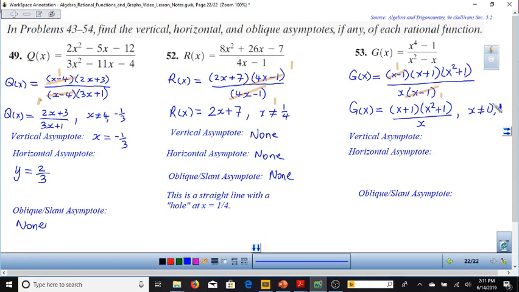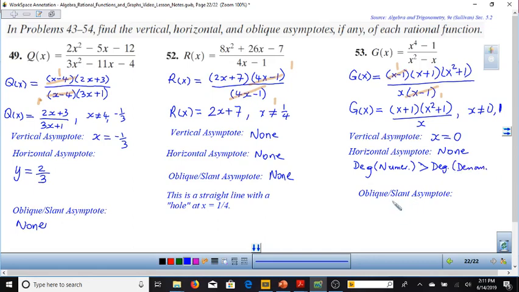Now, as you can see here, pretty clearly, the vertical asymptote is x equal to 0. And the degree of the top is greater than the degree of the bottom. So there is no horizontal asymptote, because the degree of the numerator is greater than the degree of the denominator.